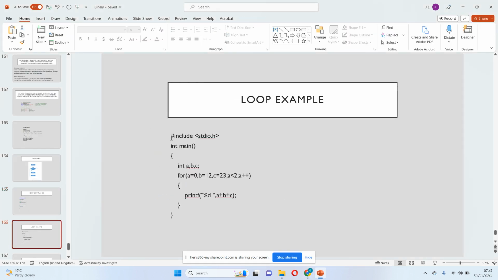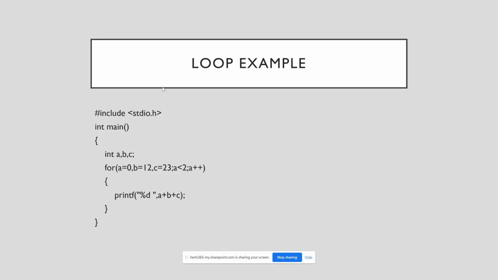Let's look at another example here. As you can see, what I'm declaring here is slightly different because I use a equals 0, b equal 12, and c equal 23. a is less than 2, a plus plus. I'll give you the chance to run it yourself and see what sort of result it's going to be.